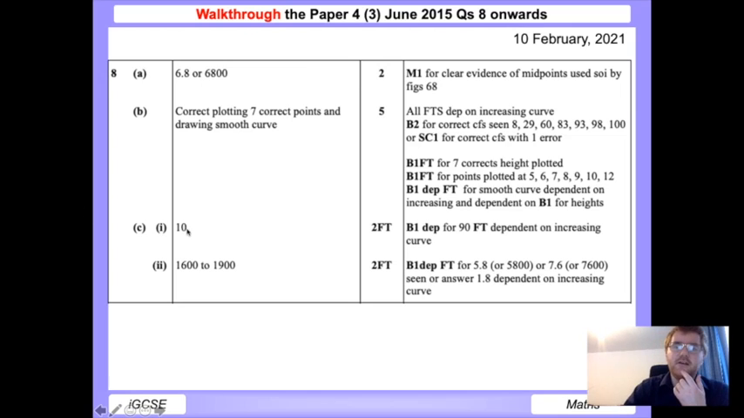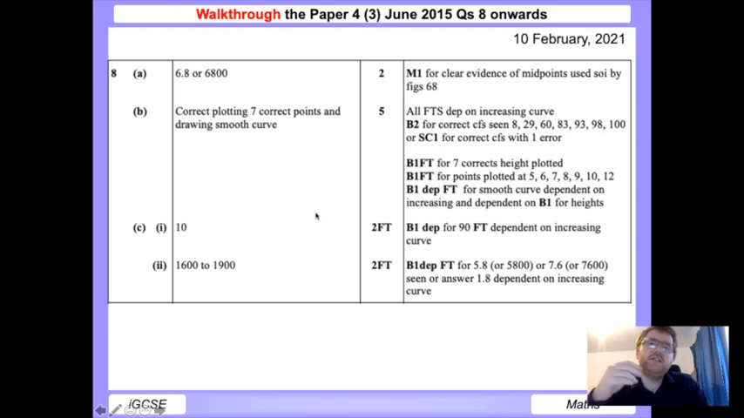C part I, they got 10 rather than 11, but notice they do follow through, so it all depends on your curve. So generally they're pretty reasonable at iGCSE, so they want to see you've got the correct approach. 6.8 for the estimate, the mean, and then the 5 marks, which the descriptions are given here.